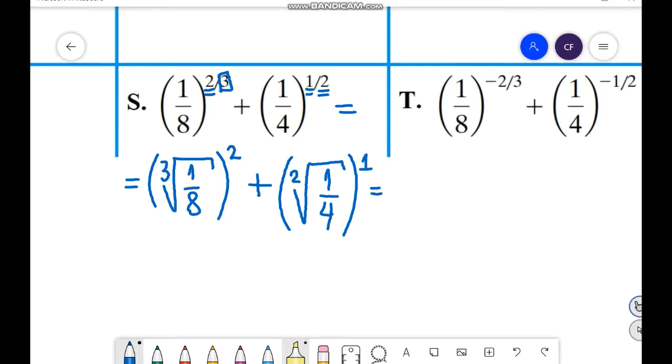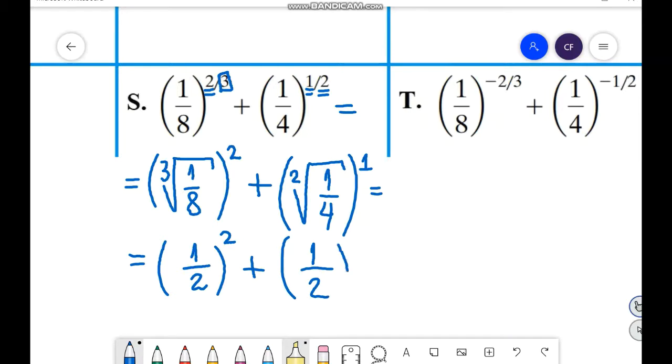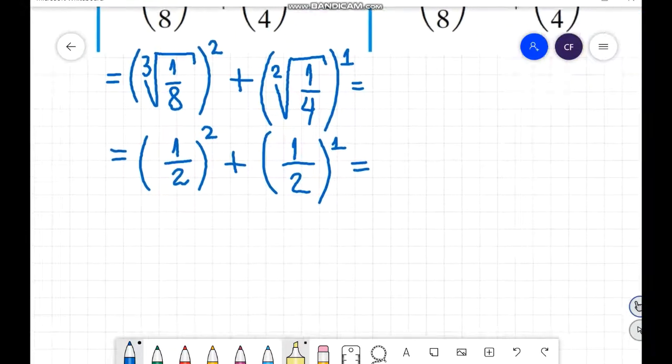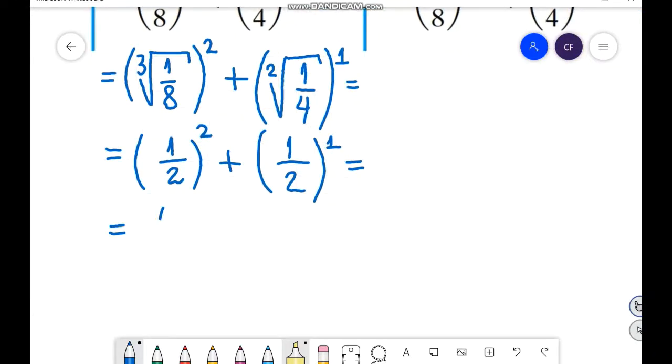Okay. Now, what is the cube root of 1 over 8? Cube root of 1 over 8 is 1 over 2. Okay, squared, plus. And what's the square root of 1 over 4? It's 1 over 2 as well. So here, exponent 1. This equals 1 over 2 squared, which is 1 over 4. 1 over 2 exponent 1 is 1 over 2. So the sum is 3 over 4.